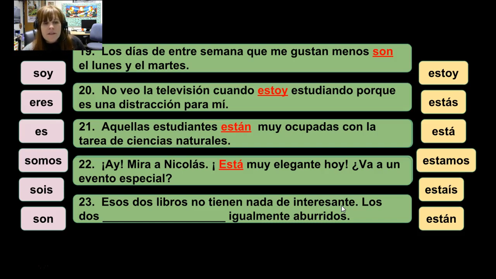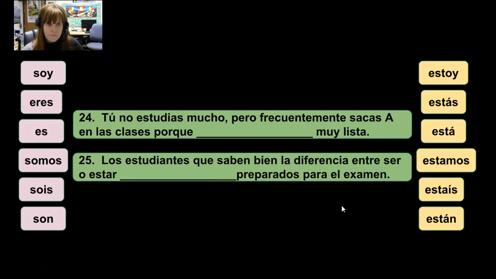Número 23. Esos dos libros no tienen nada de interesante. Los dos son igualmente aburridos. So these two books have nothing of interest. They're both equally boring. You're using a description, so you use the verb ser. Tú no estudias mucho, pero frecuentemente sacas A en las clases porque eres muy lista. So you don't study a lot, but you frequently get A's in the class because you're very clever. So again, you are talking about a description, so you're using the verb ser.